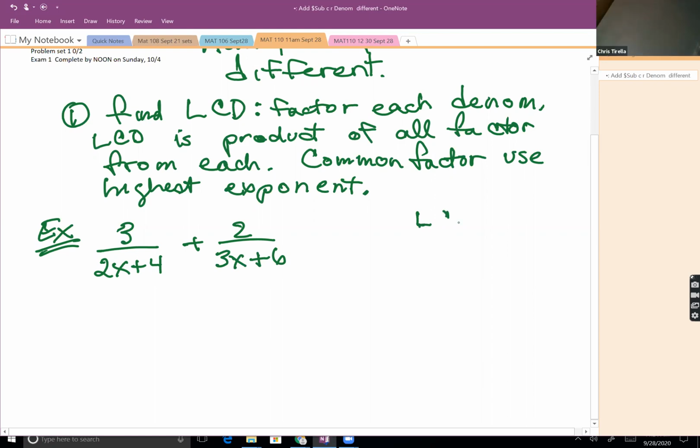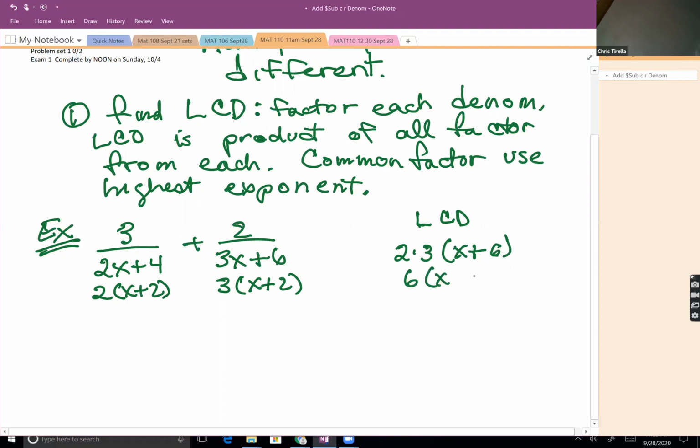Okay, thank you. So the common denominator, this was 2 times x plus 2. This is 3 times x plus 2. So the common denominator is 2 times 3 times x plus 2, or 6 times x plus 2.